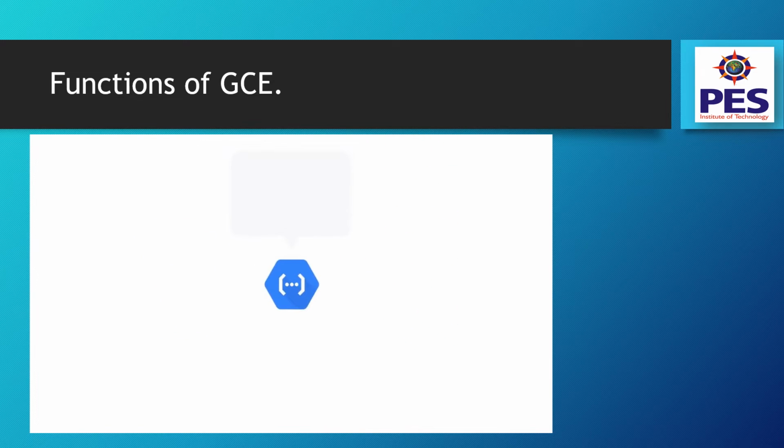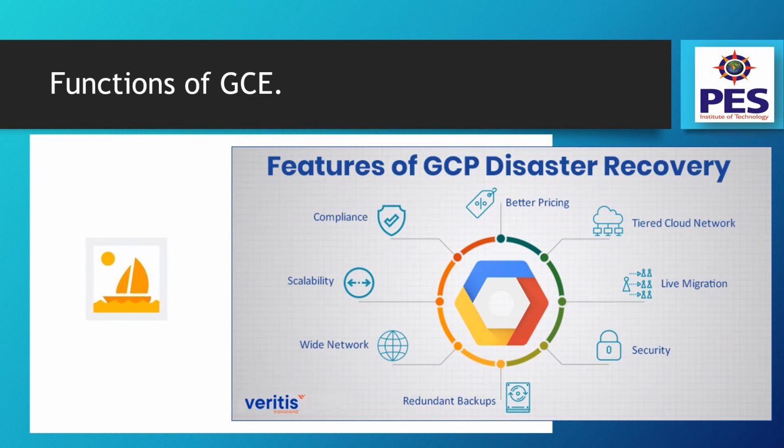With Cloud Functions, you can apply artificial intelligence when your data shows up in your system. It only takes a few lines of code to understand what's inside your image, video, or text. Then we have features of GCP disaster recovery like scalability, wide network, redundant backups, security, tiered cloud network, better price, etc.